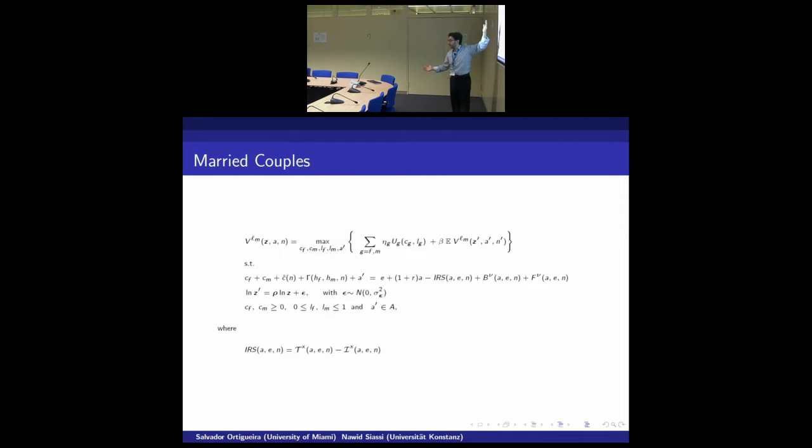And finally, married couples. Married couples solve a relatively simple problem. They are going to do joint filing. So everything depends on total household earnings and on total assets in the household. Okay, so this is the model.